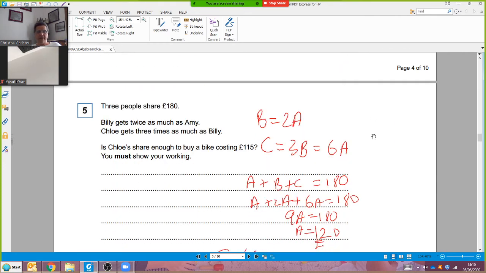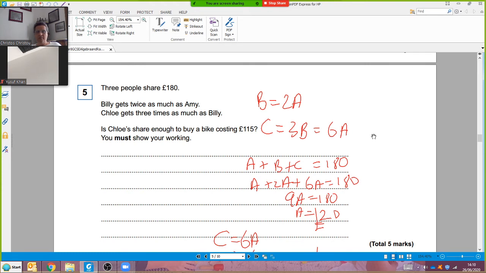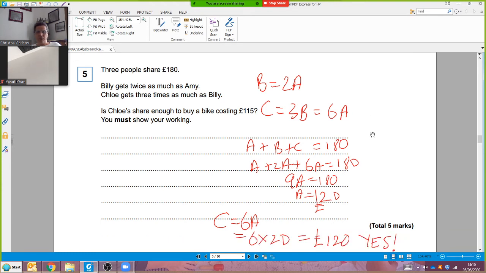Question 5 is tricky. Many of you got the right answer, but I didn't actually see how you got it. So the answer actually is £120, and yes, Chloe's definitely got enough to buy a bike for the price of 115 quid from Argos. The first step you did wrong, too many of you, was to divide 180 by 3. Nobody says that everyone's going to get an equal amount from that 100, but they're not all going to get £60 each now, are they?